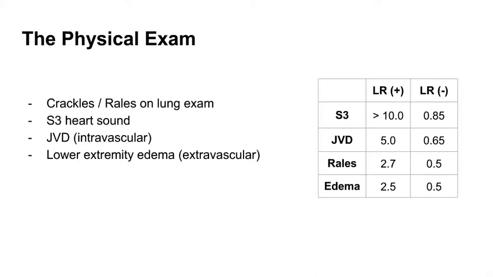An S3 heart sound is wowza high for a likelihood ratio, meaning if you have a new S3 heart sound, this is very significant and very likely a symptom of heart failure. Jugular venous distension is something you'll see on inpatient wards a lot. That does have a high likelihood ratio. There is less evidence for actually measuring it based on how high it is, but distension in general is a good sign of heart failure. And then lower extremity edema, one of the lesser positive likelihood ratios, but still very important in a lot of patients that have heart failure.